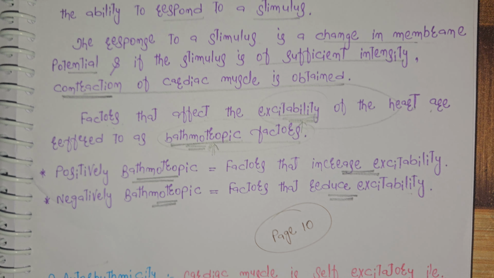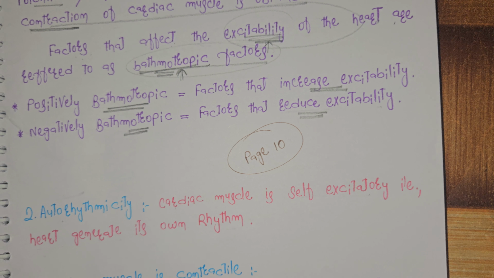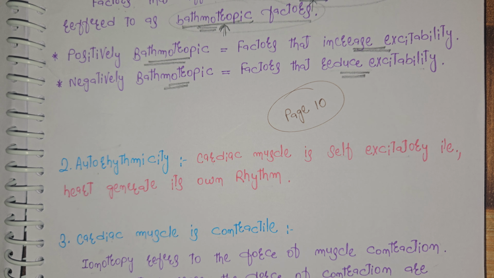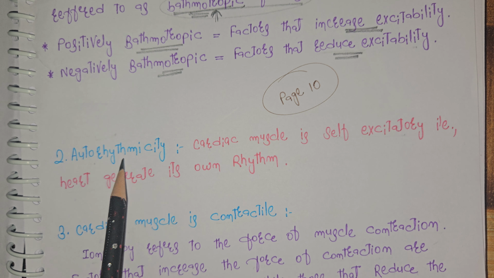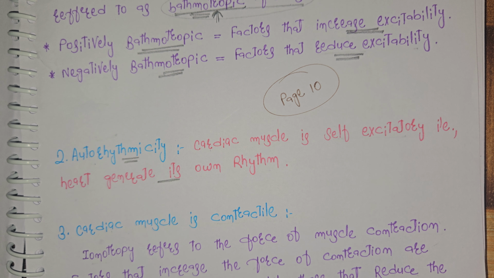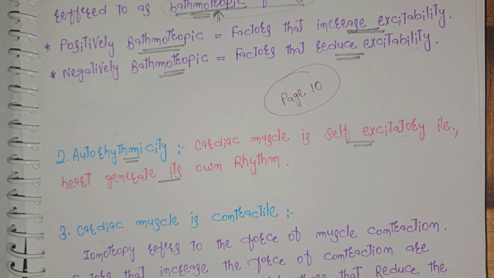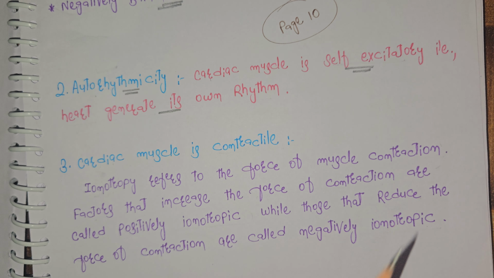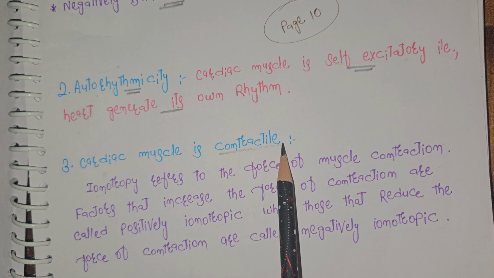Now we have the second physiological characteristics of the cardiac muscle, that's autorhythmicity. Autorhythmicity means heart generate its own rhythm. Heart has the capability of generating its own rhythm. That means heart is self-excitatory. Clear?